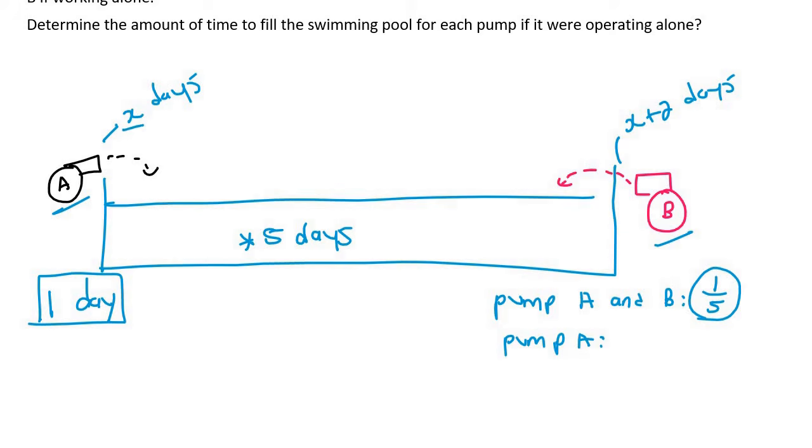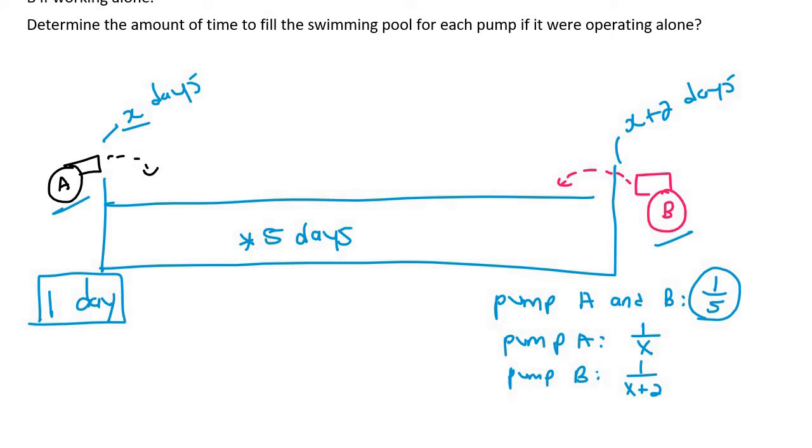If pump A can take x days to fill up an entire pool, what fraction could it fill up in 1 day? Well, it would be 1/x. For example, if it takes 10 days, then in 1 day it can fill up 1/10. So if it takes x days, then it can fill up 1/x. And what about pump B? Well, it would fill up 1/(x+2).